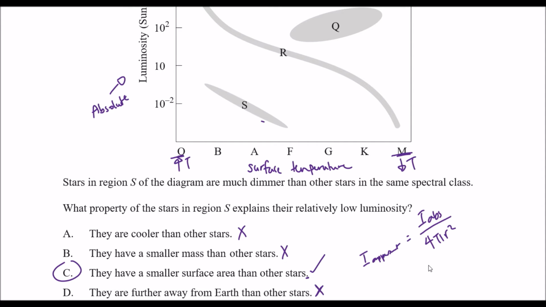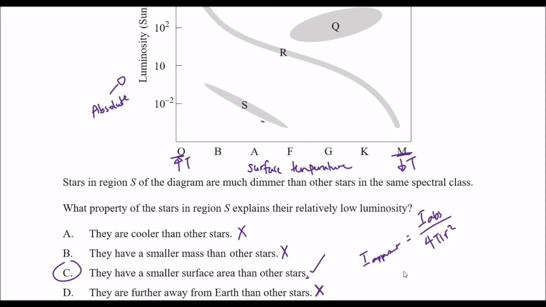Remembering, with stars, we tend to interpret it as quite spherical. Now, assuming that the apparent brightness doesn't change, it stays the same, meaning where I'm positioned, it looks the same regardless. If the surface area is smaller, you can see how the absolute intensity or the luminosity would also have to decrease to allow us to have a constant apparent brightness.